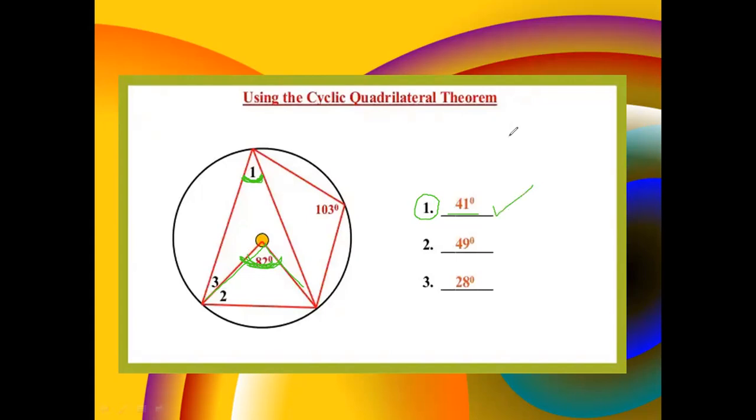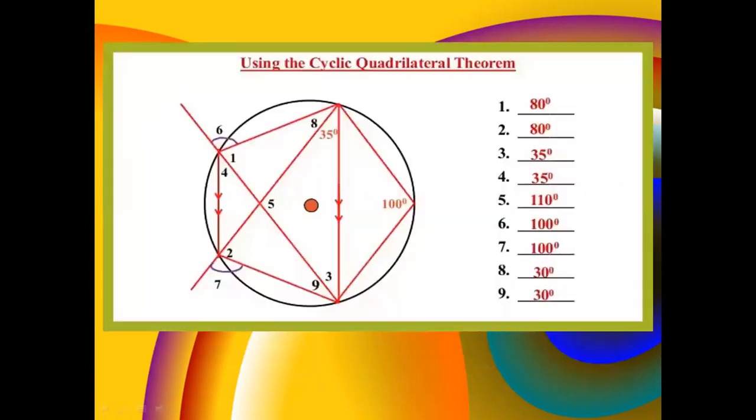Number 2, 49 degrees. This angle is 49 degrees. And angle 3 is 28 degrees. Now take note, these two angles here will supplement the angle 103 degrees there. It will add up to 180. So that is the use of understanding the properties of the cyclic quadrilateral. Another one, now take a look.